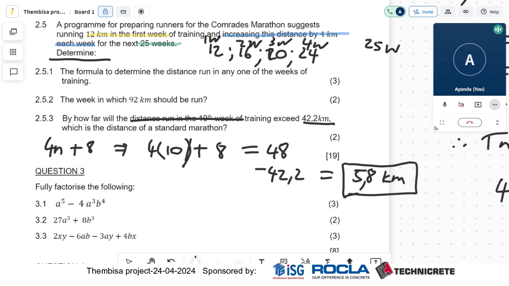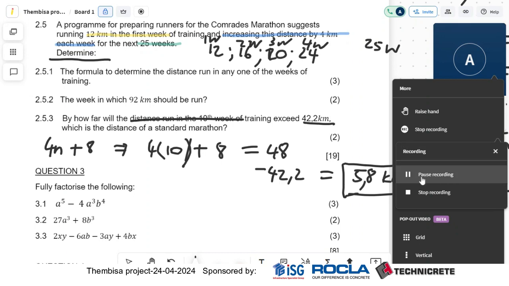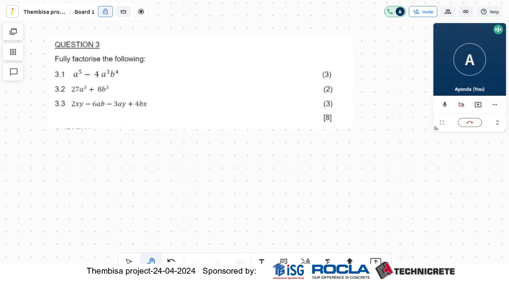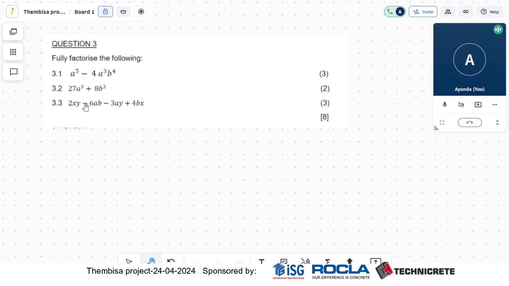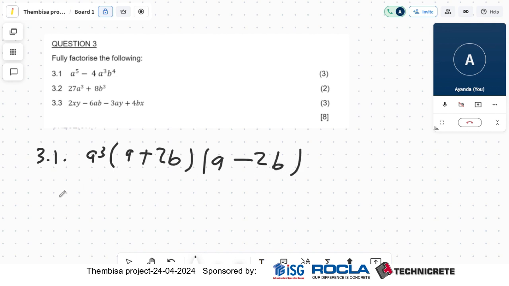Now we can move on to question 3, factorizing. Let's paste this over here so we can have a little bit more space. So question 3.1 asks us to factorize a to the power of 5 minus 4a cubed times b to the power of 4. So we take out a common factor of a to the power of 3, and that would be multiplied by a plus 2b times a minus 2b. Straightforward one there.